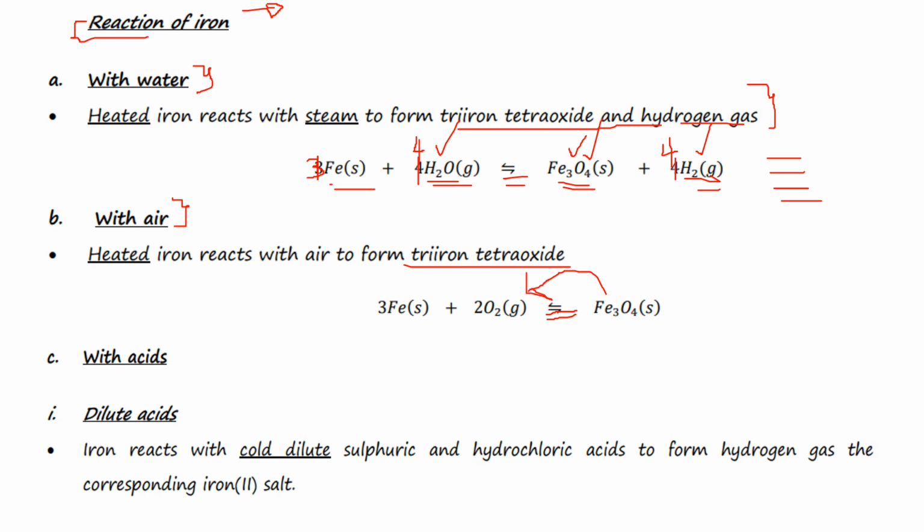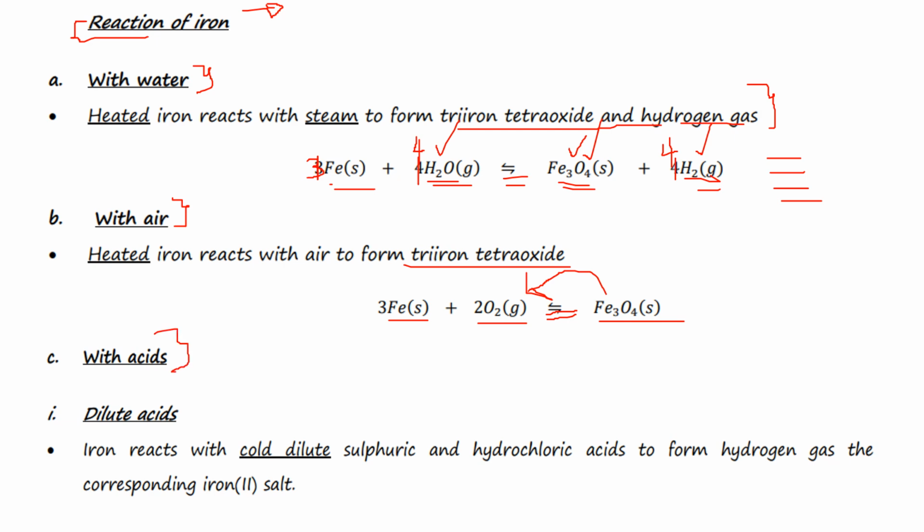So the condition here is heated iron reacting with excess air to form triiron tetraoxide, and the balancing is going to remain according to the same principle. You start by balancing the metal, you go balance the oxygen, and you're going to get triiron tetraoxide as required in any of the questions that you'll be attempting.